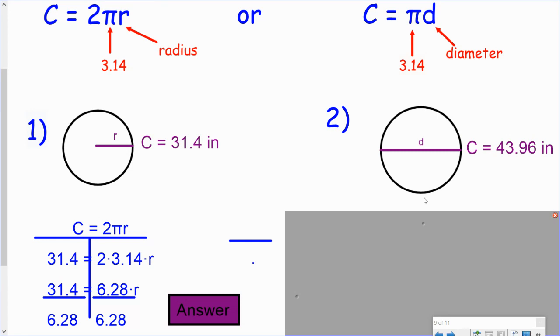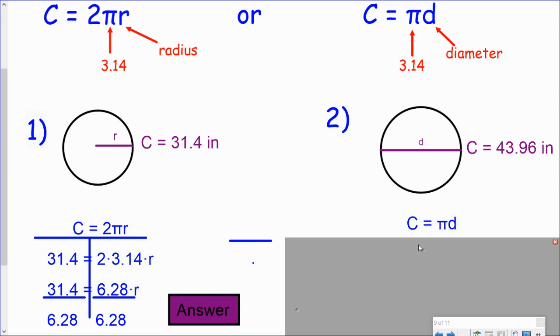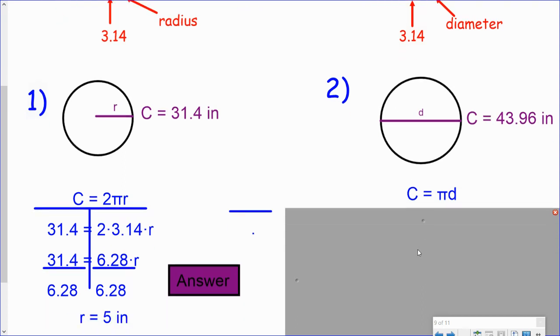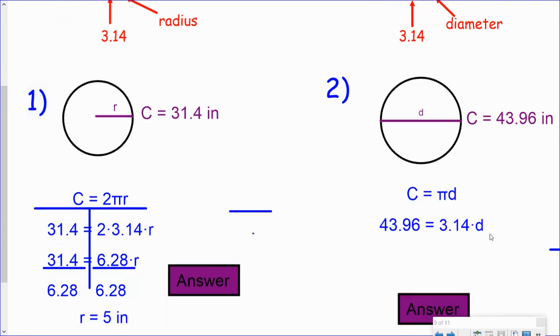Now, for the second problem over here, I'm looking for a diameter. So I'm going to use the diameter formula. Circumference equals pi times diameter. This one is given a circumference of 43 96/100 inches. So I'm going to pick that formula, and I'm just going to simply substitute in the numbers that I know. We know what circumference is. We know what pi is. And here's what it's going to look like. 43 96/100 is our circumference. Pi is 3.14. Multiply it by the diameter, which we don't know.